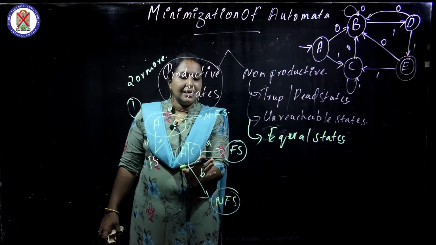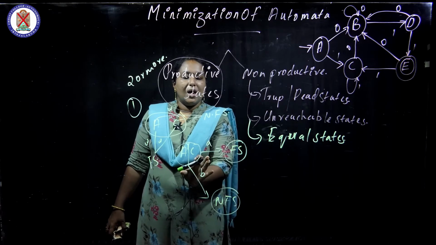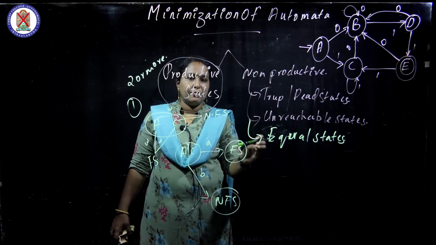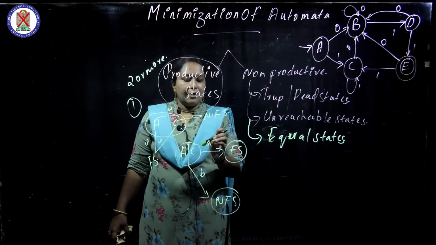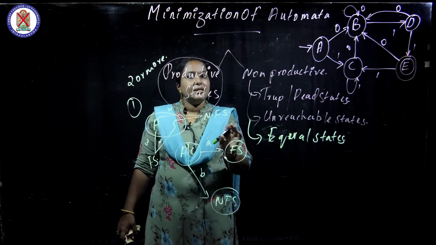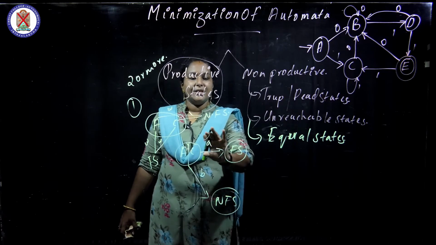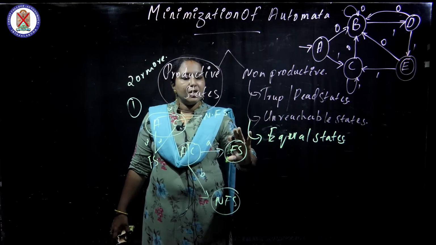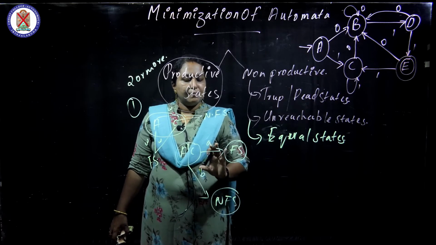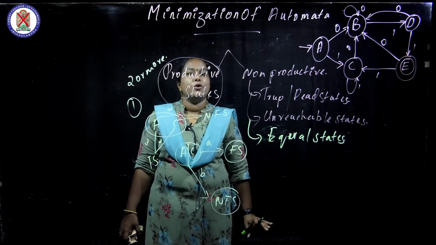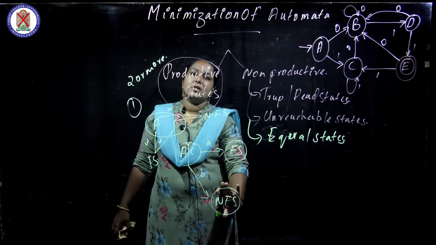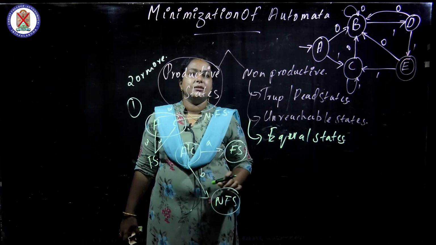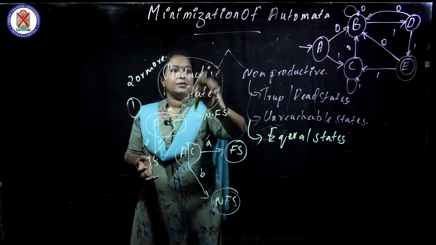So A and C can be merged in two conditions. One condition is that with one alphabet it moves to the same state, and with another alphabet it moves to the same state, so it can be merged. The other case is that with A it moves to a final state, and with B it moves to a non-final state, so they can also be merged. There may be some confusion when I say this theory, but when you see the example we will be clear about it.